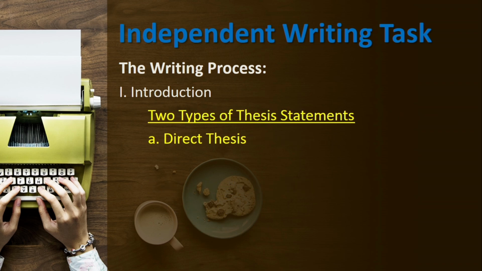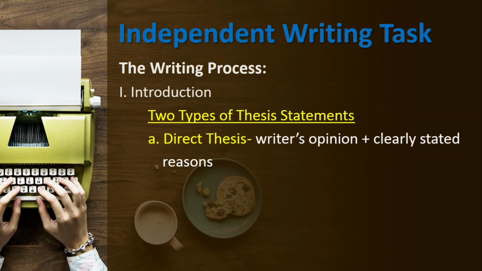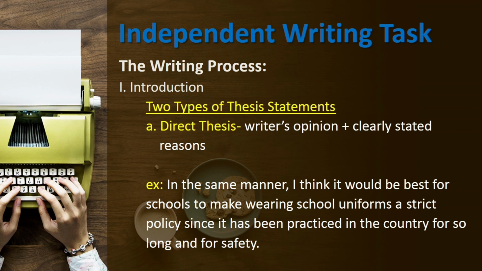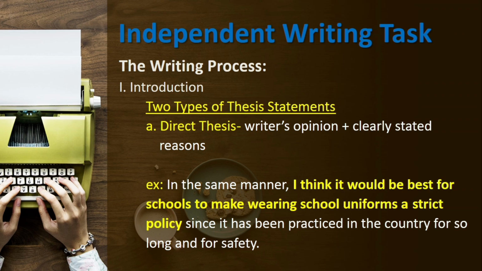So, when writing a direct thesis statement, two things must be part of the statement: the writer's opinion and the clearly stated reasons for holding such opinion. For example, you may say, in the same manner, I think it would be best for schools to make wearing school uniforms a strict policy, since it has been practiced in the country for so long and for safety. Notice that the sample sentence has two parts: the writer's thought or opinion, which is, I think it would be best for schools to make wearing school uniforms a strict policy.